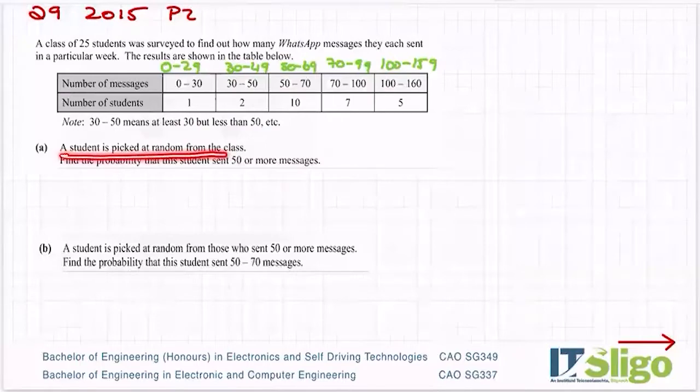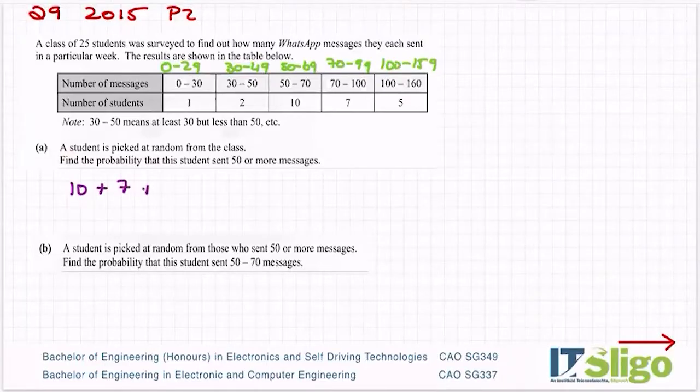So a student is picked at random from the class. Find the probability that the student sent 50 or more messages. So there's 50 messages. So 50 or more are all of these categories here. Okay, so you have 10 students that send 50 to 70, 7 students that send 70 to 100, 5 students that sent 100 to 160. So let's add them together. So I have 10 plus the 7 plus the 5, okay, is 22. So the probability then is 22 out of the 25 students.